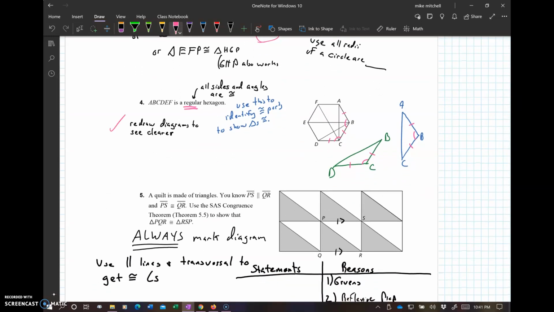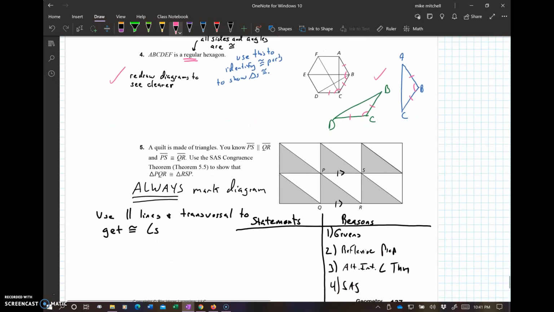I mentioned redrawing the diagrams to make it clearer. That's what we did over here. I'd already had that done ahead of time. Sometimes you take the diagrams out of the big draw diagram. It makes it a little easier to see.